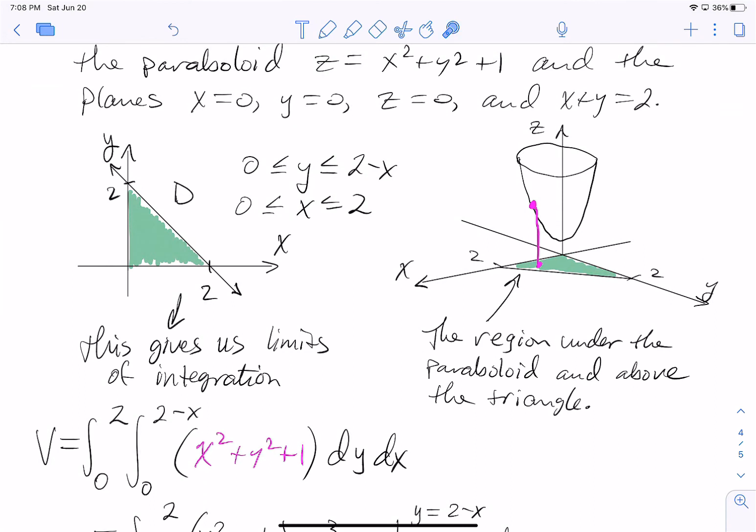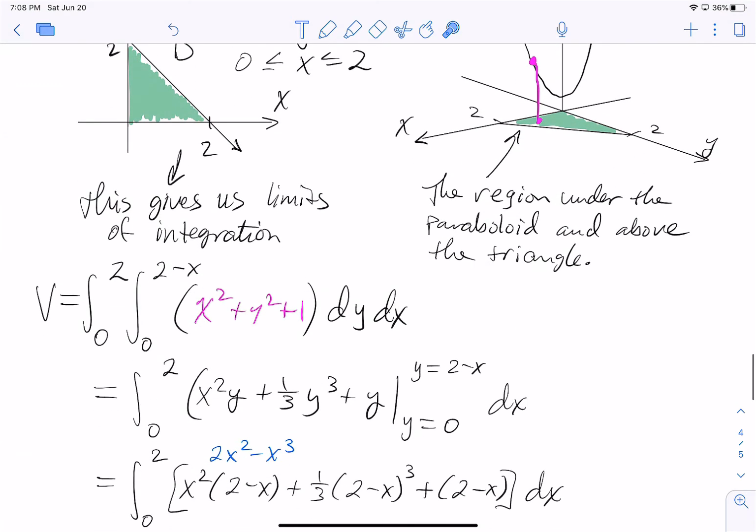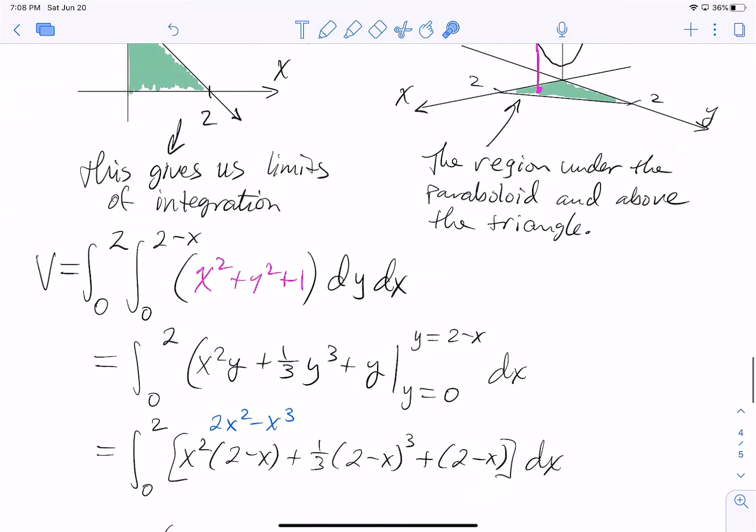How did it go? Based on the region D here, I can see that y goes from 0 to the line, which is given by y equals 2 minus x. So y goes from 0 to 2 minus x. X goes from 0 to 2. That gives us the integral for the volume. That volume is equal to the integral from 0 to 2 of the integral from 0 to 2 minus x of the integrand quantity of x squared plus y squared plus 1 dy dx.